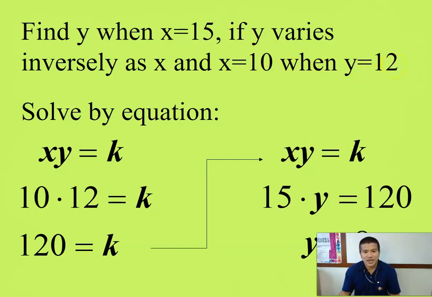So when you look for k, you will have xy equals k. Therefore, with x and y being 10 and 12, you have 120. And then you're looking for y when x is equal to 15. So you will have 15 times y equals 120, which will give us y equals 120 over 15, that is equal to 8. So try to get the k first and then you can solve for the other value which you're looking for, the other y.